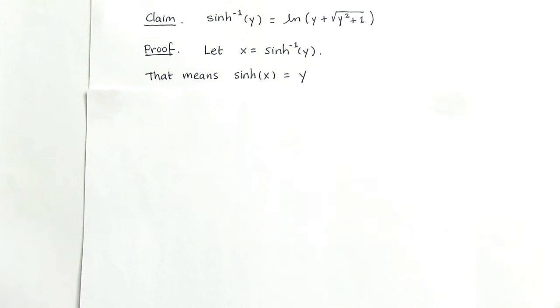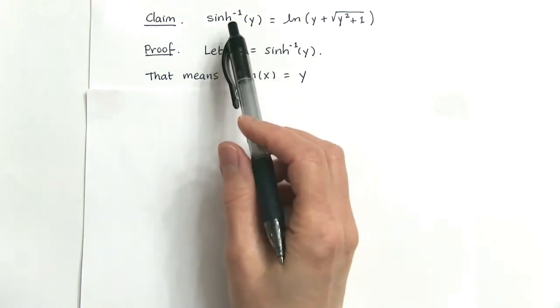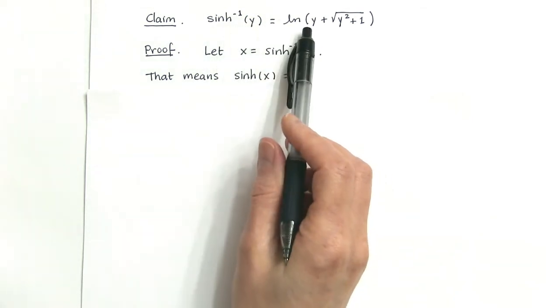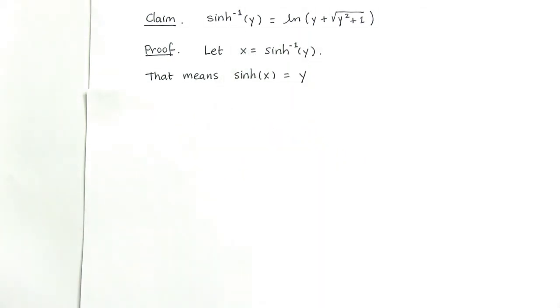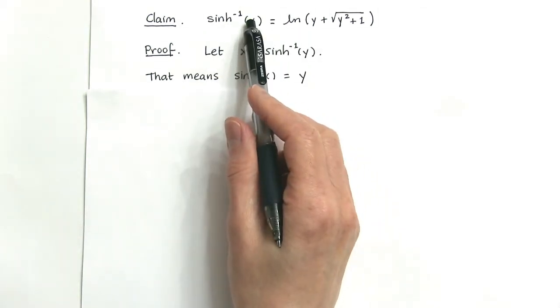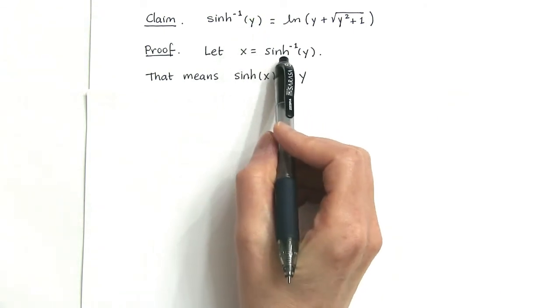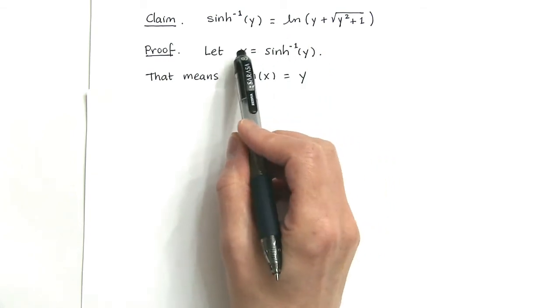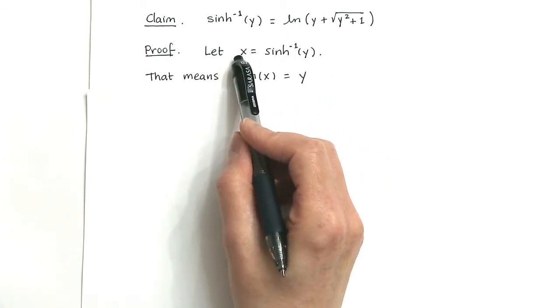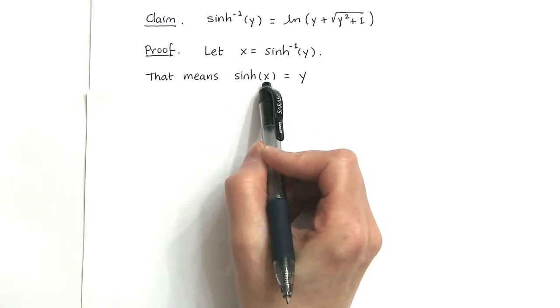So here's the proof to my claim that the inverse hyperbolic sine is related to the natural logarithm function in this way. Let me just give this guy a name. I'm going to call him x. So x is the inverse hyperbolic sine of y. That means, recall, that if I take the hyperbolic sine of both sides of this, I get the hyperbolic sine of x is y.